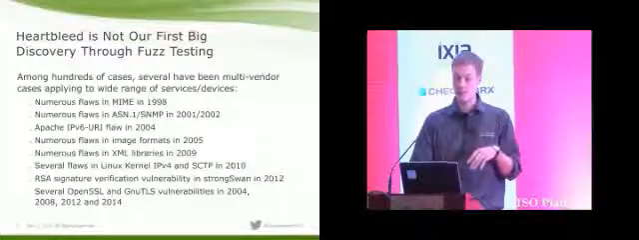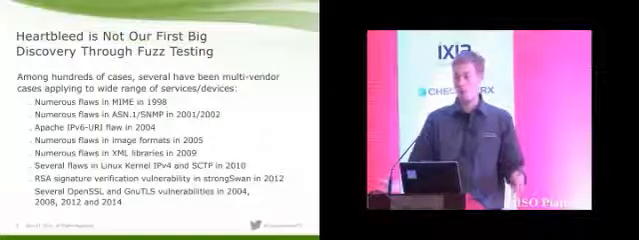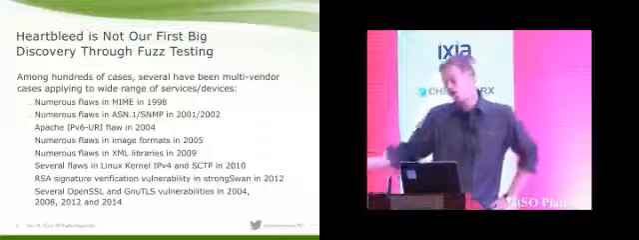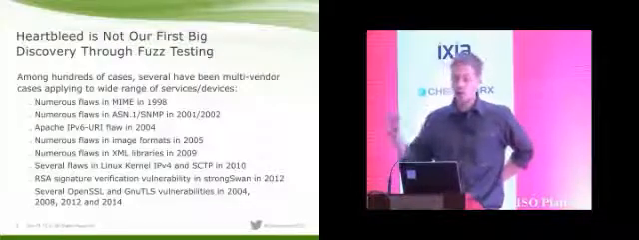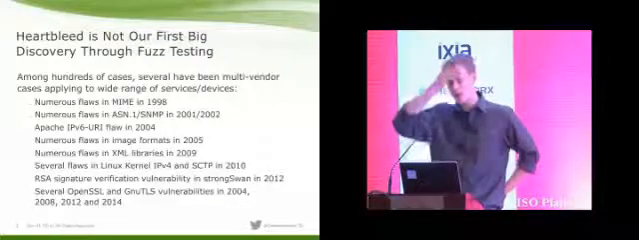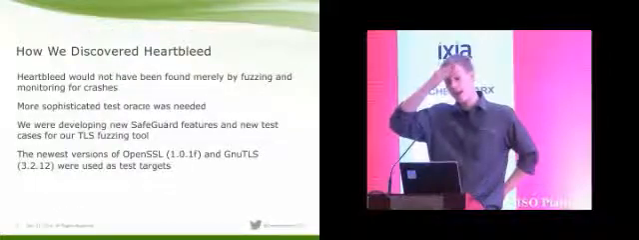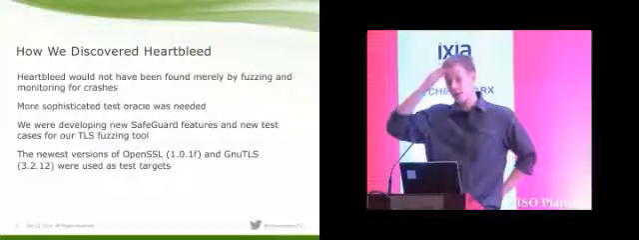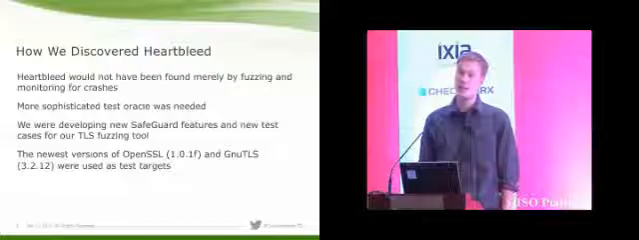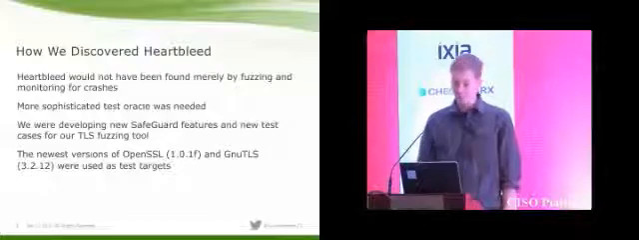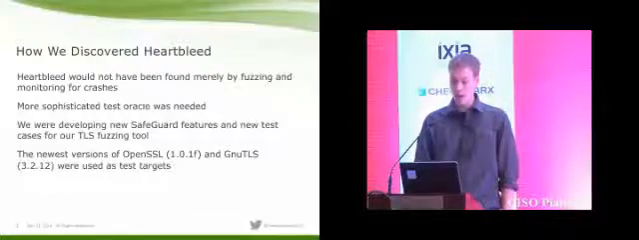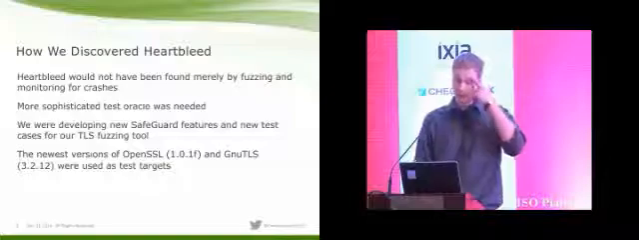Codenomicon has a history of over 15 years. And during those years we have found quite a many open source vulnerabilities, but I think Heartbleed is the best known one. So how we discovered Heartbleed.